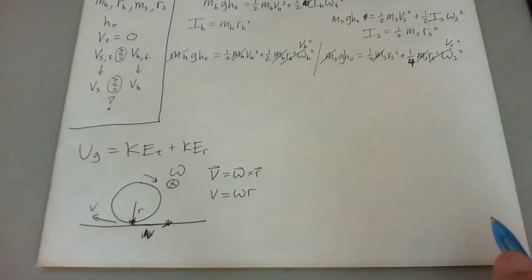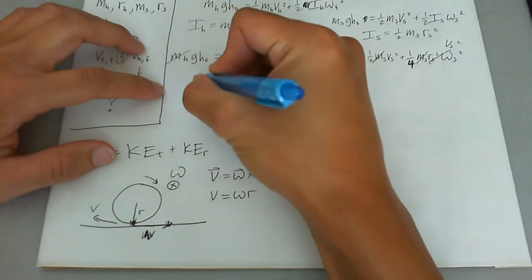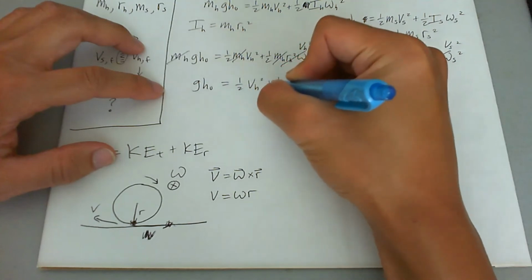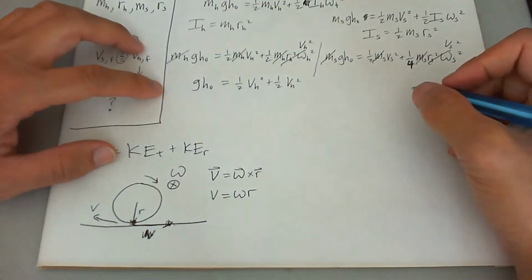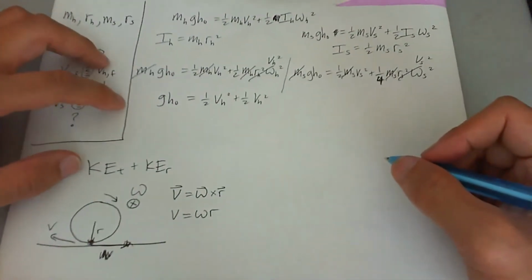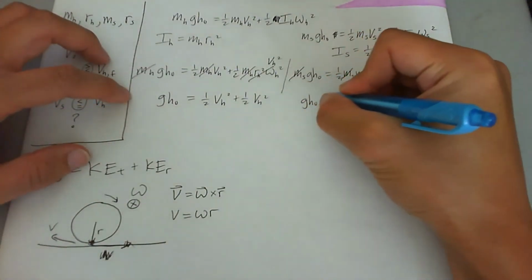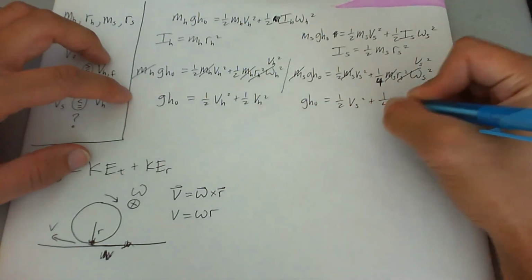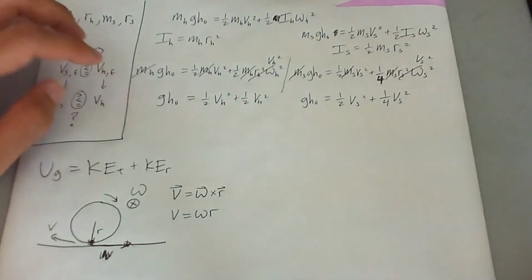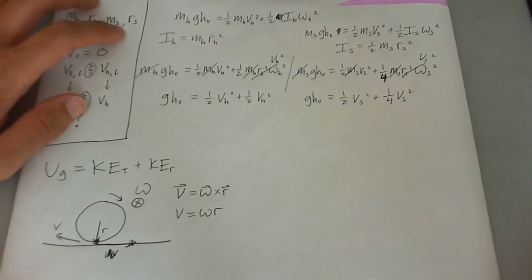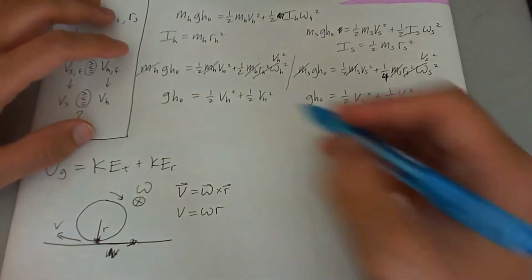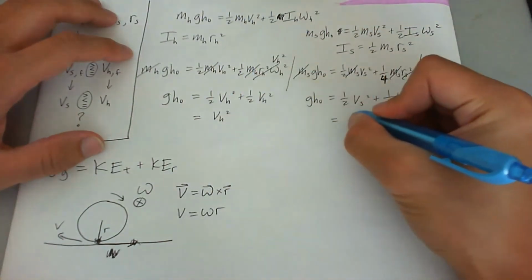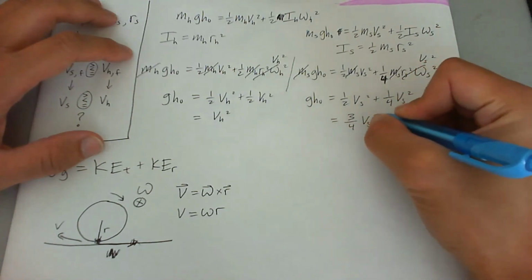Now let's rewrite the equation in a simpler form. gh is 1/2 VH squared plus 1/2 VH squared. That's for the hollow cylinder. And then for the solid cylinder, gh is equal to 1/2 VS squared plus 1/4 VS squared. If you have enough foresight, you could probably see where this is going. This ends up being VH squared, and this ends up being 3/4 VS squared.